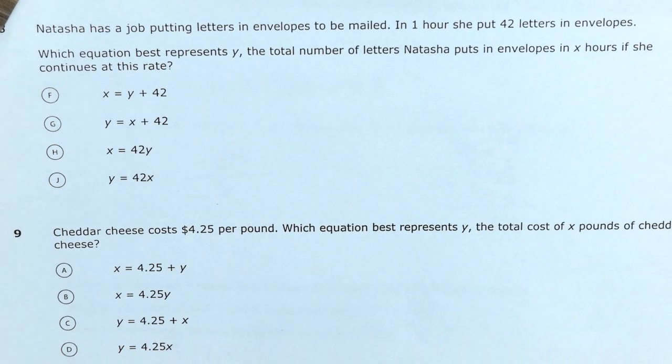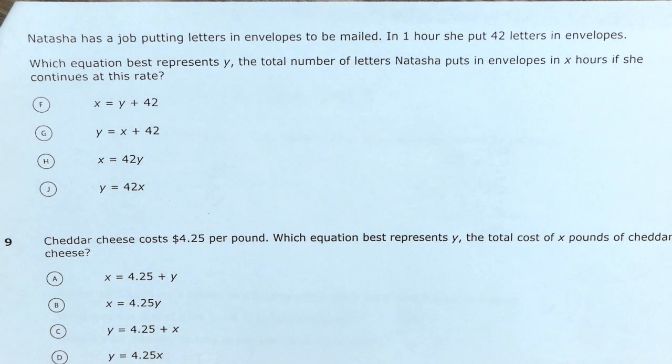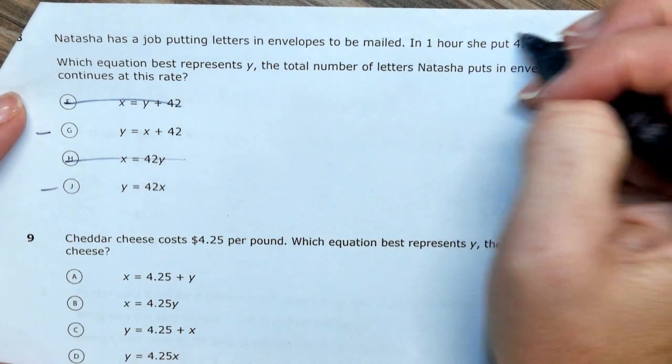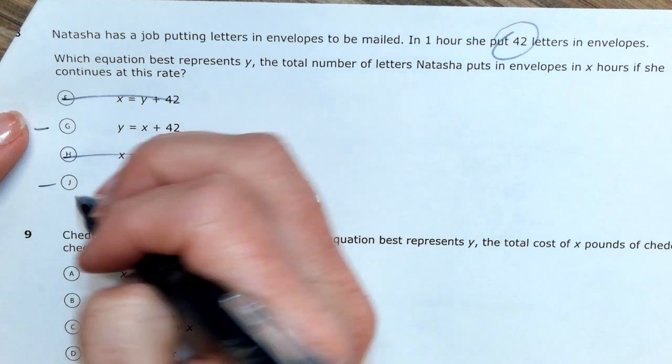Okay. Number 8. Guys, bring it in. Bring your volume down, okay? Number 8. Natasha has a job putting letters in envelopes to be mailed. In 1 hour, she puts 42 envelopes. Which equation represents Y, the number of letters she puts in envelopes in X hours? What are the only two that are written kind of correctly? G and J. And then this is a rate, so it has to be J.